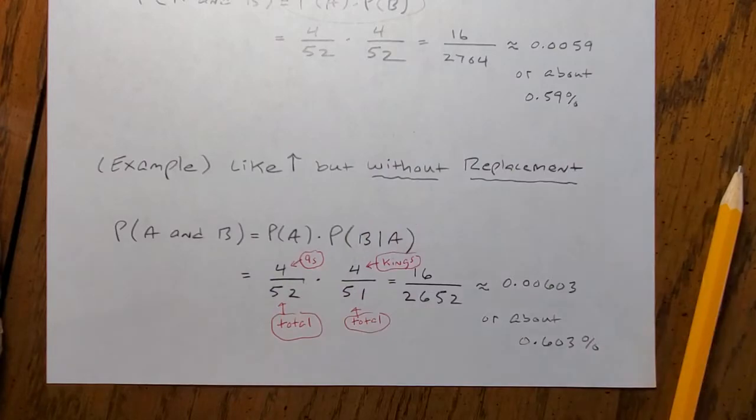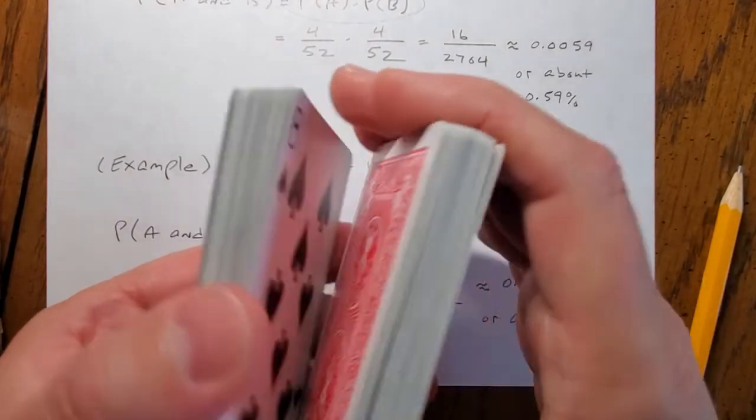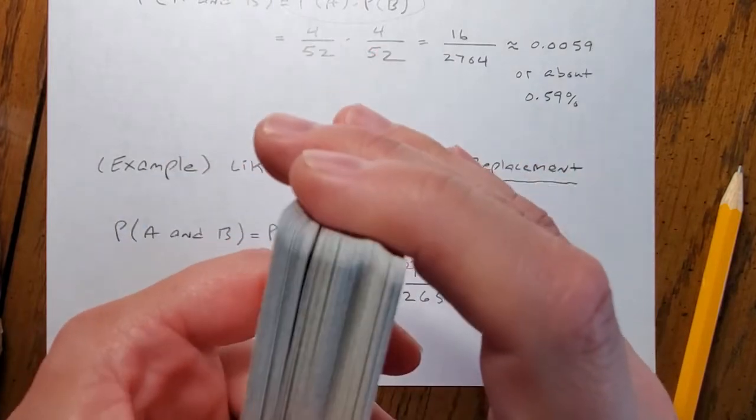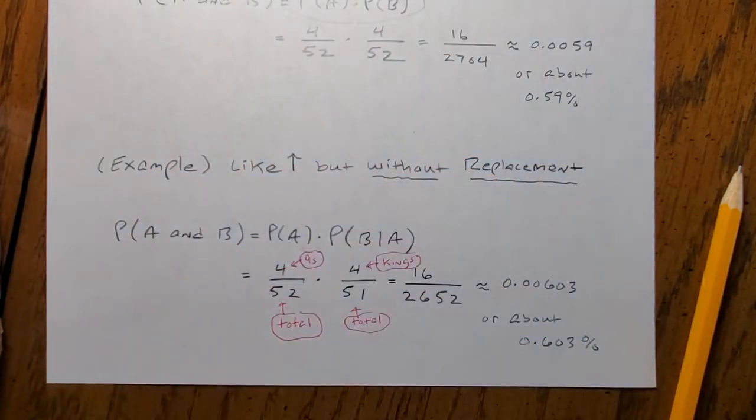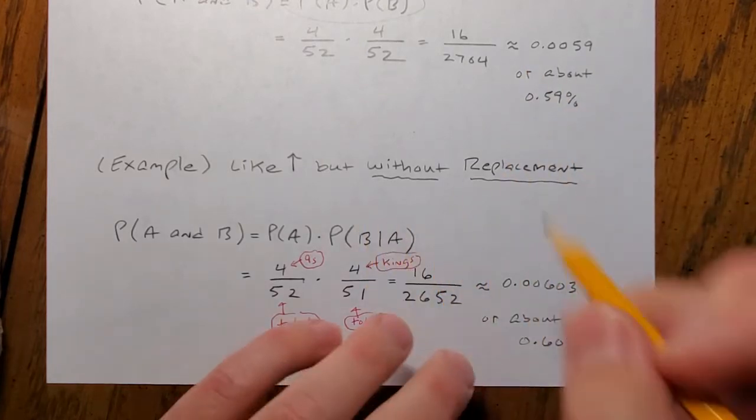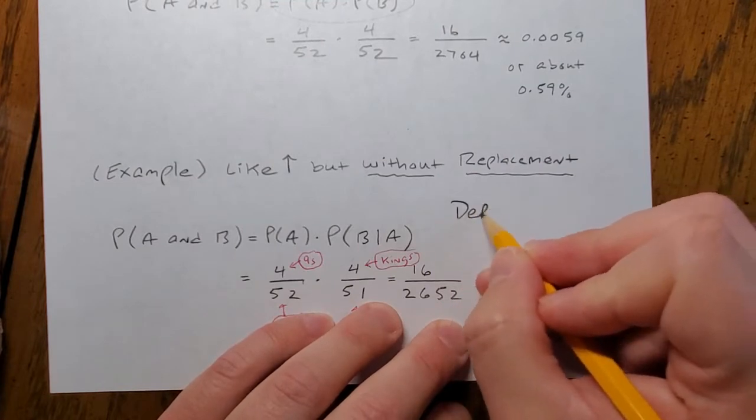And I put that card aside. I don't put it back. Maybe I reshuffle the deck just to make sure that it's randomized again, okay? So that's what's happening this time. I'm not going to put that first draw back. So this time, the events are dependent, right?